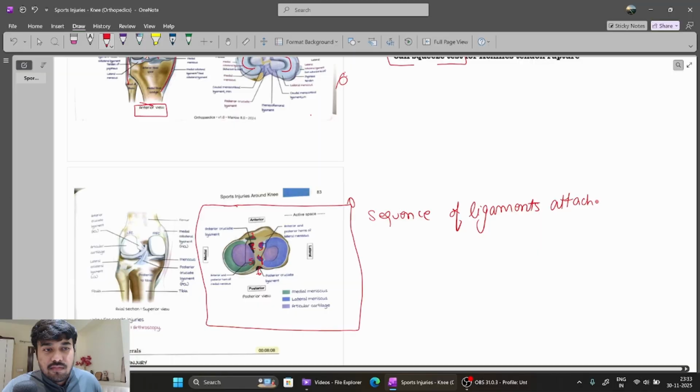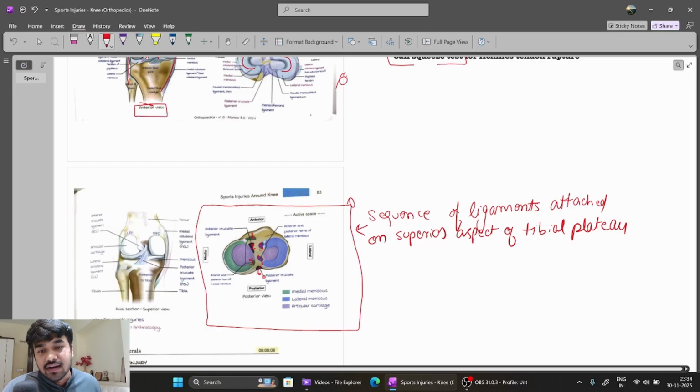attached on the superior aspect of the tibial plateau, right? So once again we will see the anterior most is the anterior horn of medial meniscus, then the anterior cruciate ligament, then the anterior horn of lateral meniscus, then the posterior horn of lateral meniscus, then the posterior horn of medial meniscus, and the posterior most is the posterior cruciate ligament. So this is the sequence from anterior to posterior, right?